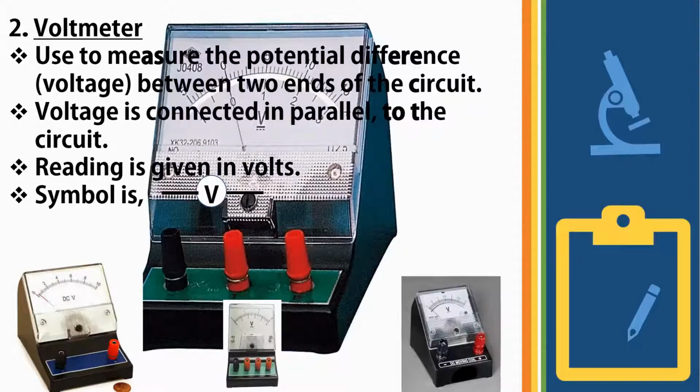Voltmeter. Used to measure the potential difference, voltage, between two ends of the circuit. A voltmeter is connected in parallel to the circuit. Reading is given in volts.